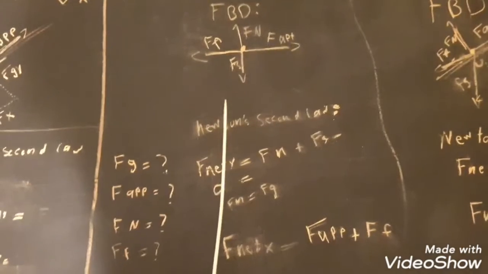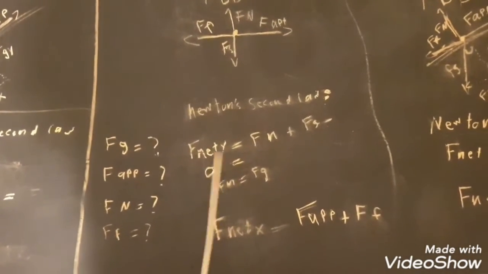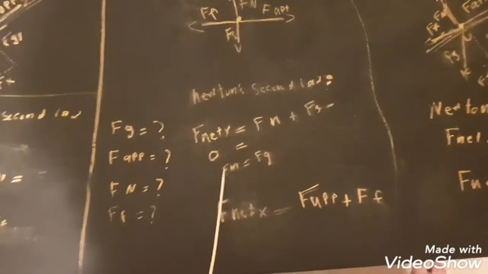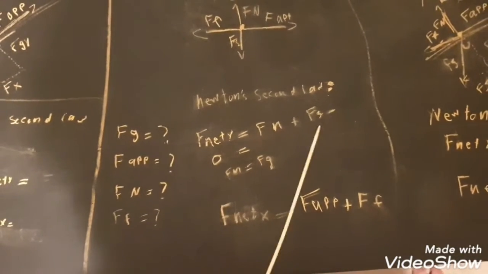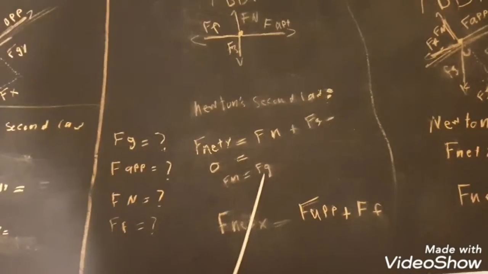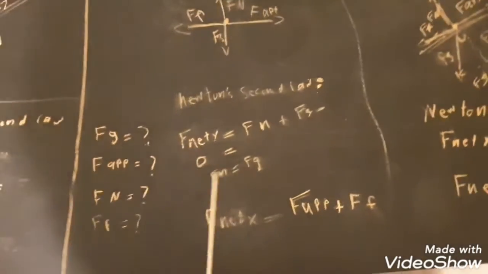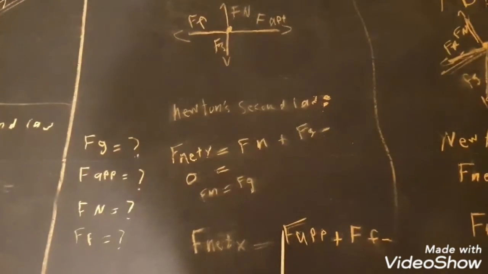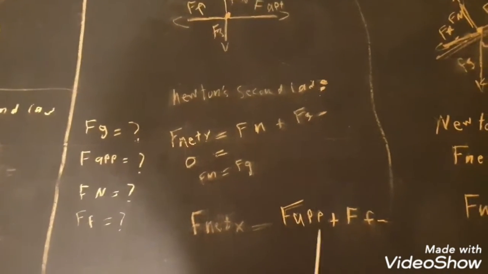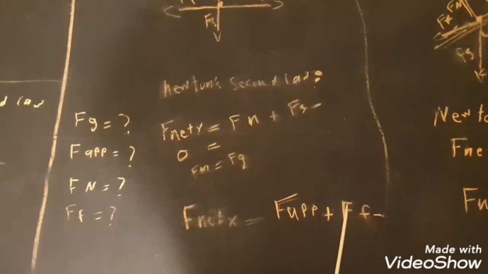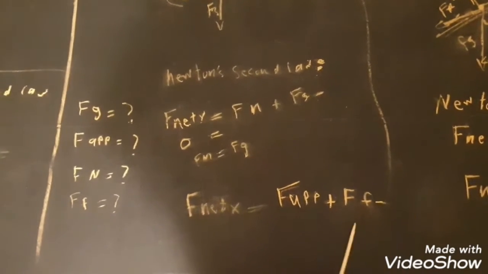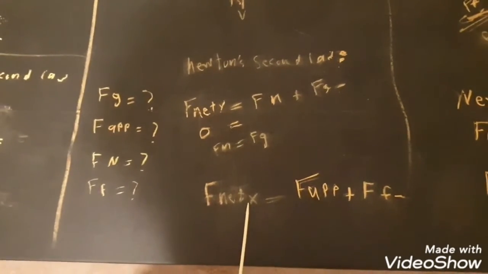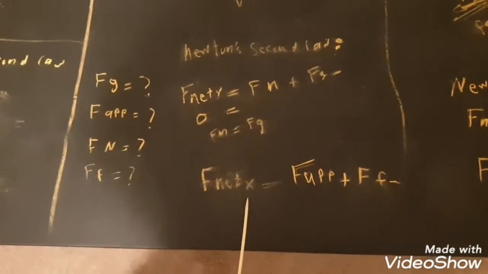If we go to Newton's second law, we find that F net y will equal 0, because the normal force will equal the force of gravity. But if we go to the F net x components, we find that the applied force plus the force of friction will equal the net force in x.